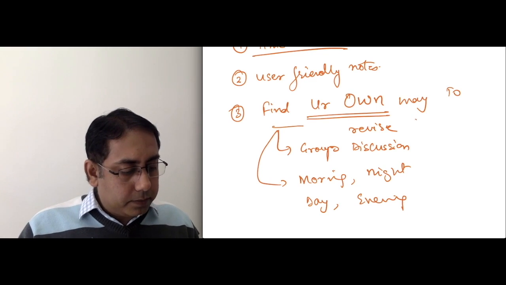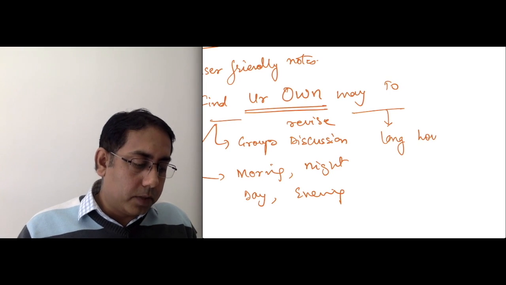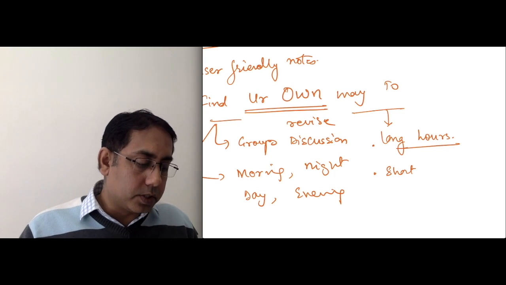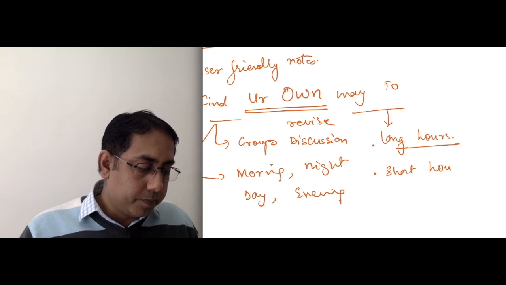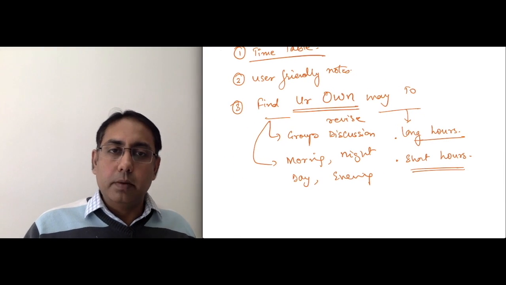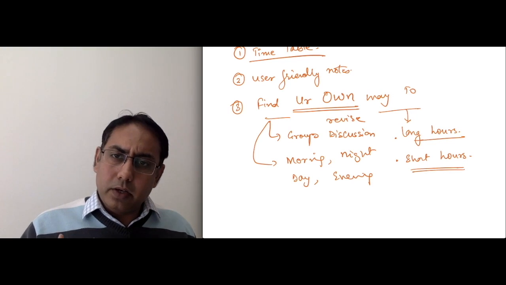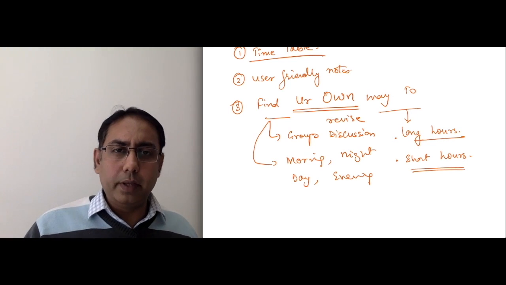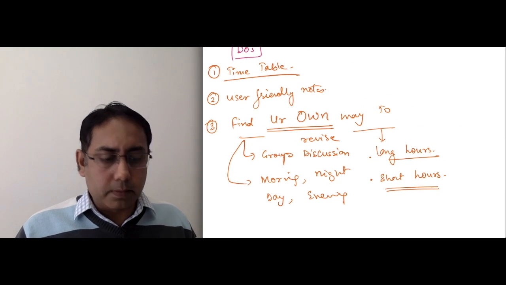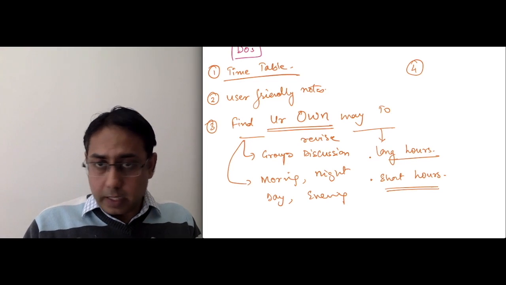Some students would sit down for very long hours for revision. Or some students have very short hours for revision. So make your own way to revise. Find your own way to study. Don't copy anybody. My clothes will not fit you. Your clothes do not fit me. Everybody has their own mechanism. So trust your mechanisms. Fourth number, make a single notes that we have already discussed.